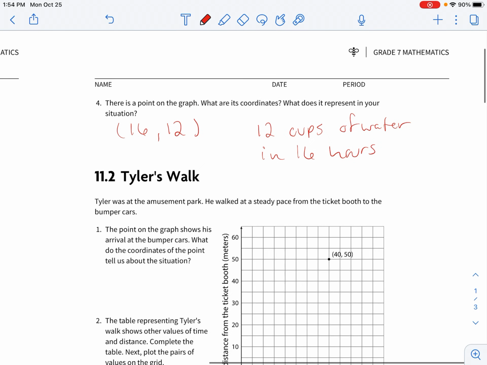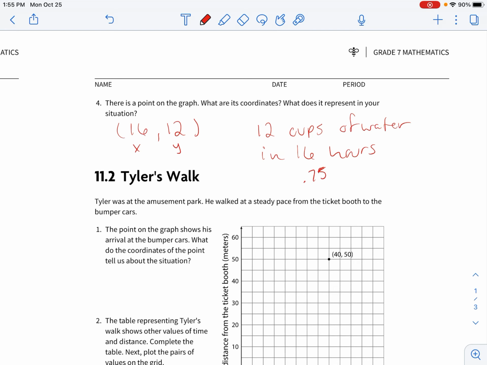Okay, and so up here, continuing on with that graph, it says there is a point on the graph. What are its coordinates? So it's 16, 12. Remember, X is always first, Y is always second in your coordinate pair. Okay, what does it represent in your situation? So in this situation, you drink 12 cups of water in 16 hours. Okay, we can also use that once again to find the constant of proportionality, to find what we're drinking per hour, which was 0.75 cups an hour.